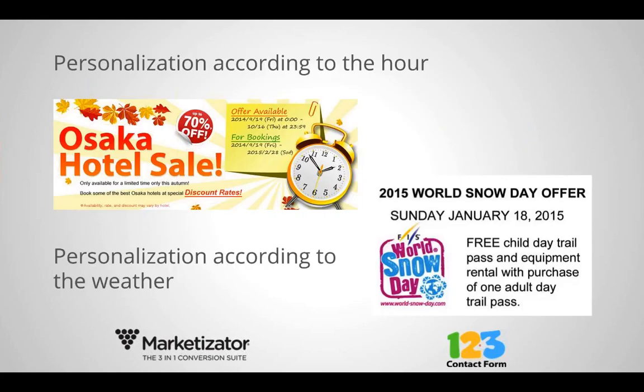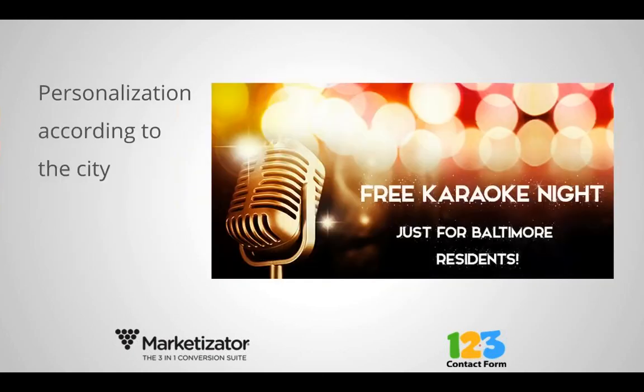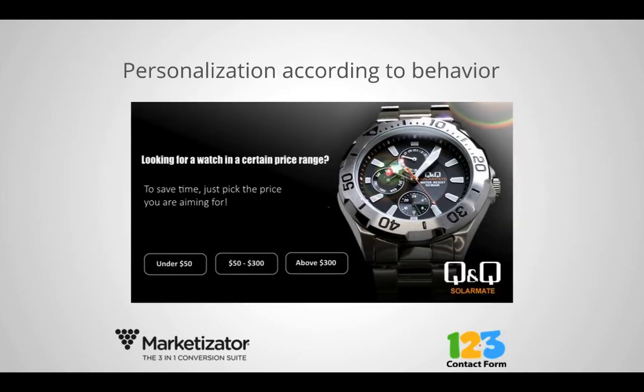These are some examples of personalization according to the hour. So this hotel sale: you should buy it right now because you can get it until 12 o'clock. And then the personalization according to the weather that one of our customers did. Another way is to personalize according to the city, just for Baltimore residents, and then the personalization according to the behavior. That's one of the tests our customers did.